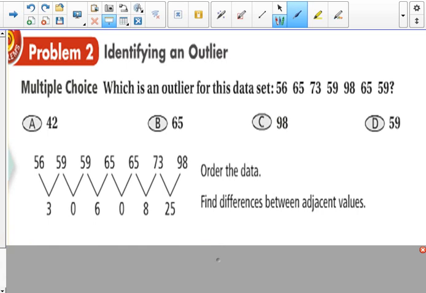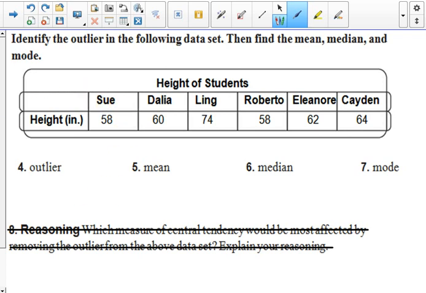Okay, so look at number 2, or excuse me, problem 4, 5, 6, 7. Well, give everyone a second to look at it. So it says identify the outlier in the following data set, then find the mean, the median, and the mode. So you want to put everything in order first. So I'll let you guys do that and find your outlier.